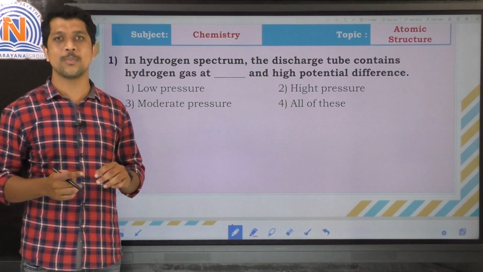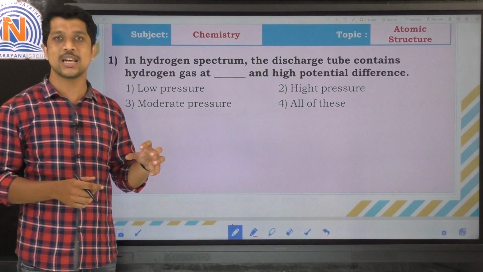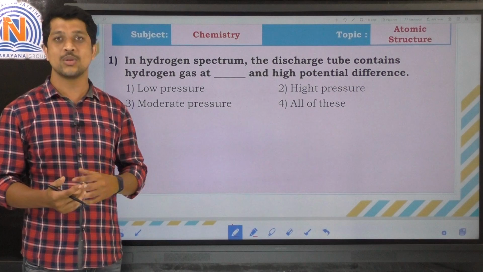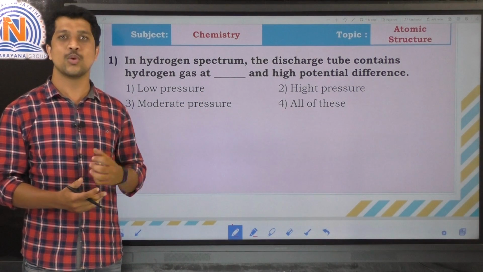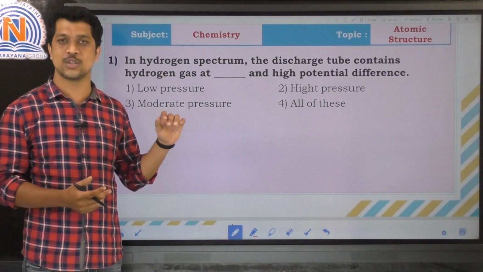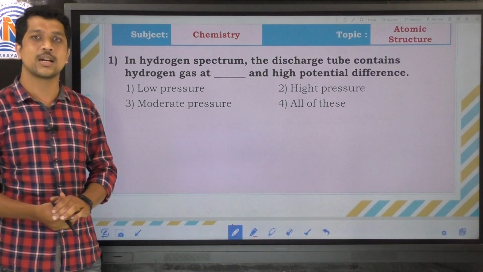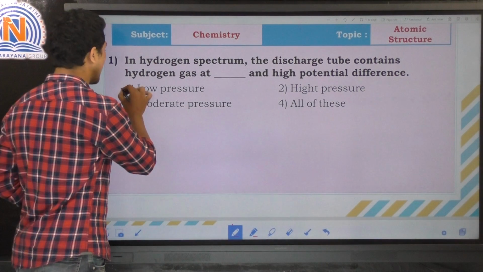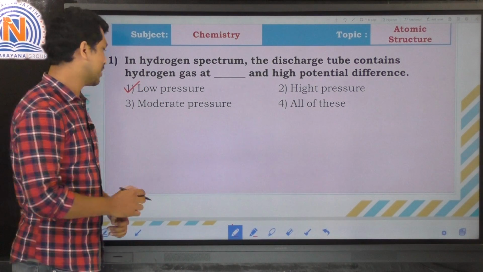There, if you pass the beam of light through the discharge tube, that hydrogen gas will emit. So the hydrogen spectrum is an emission spectrum. In this spectrum there are two conditions: one is low pressure in the discharge tube, another one is high potential difference. So the correct option is the first option, that is low pressure. Let's move on to the next question.